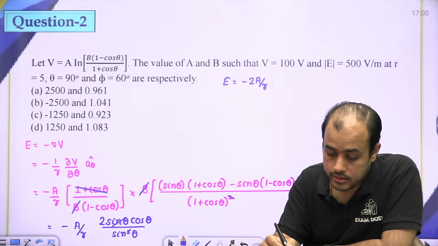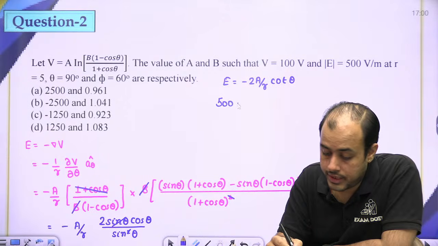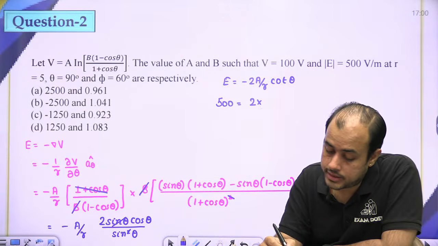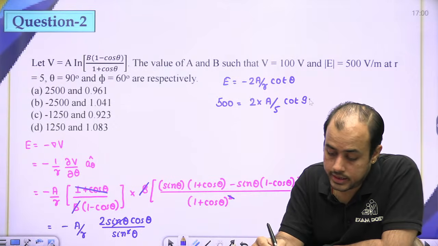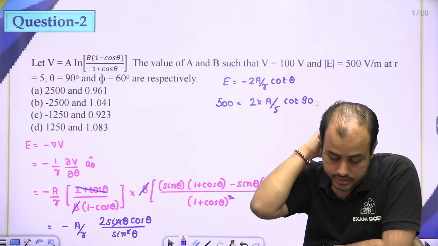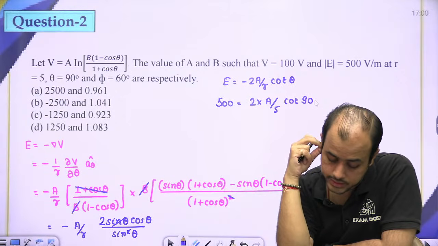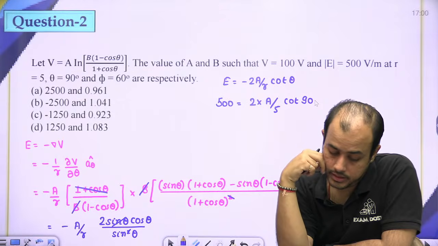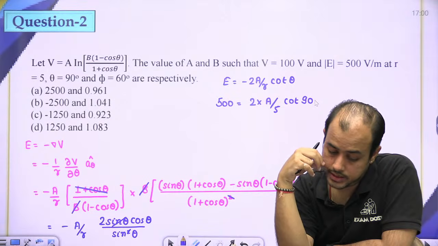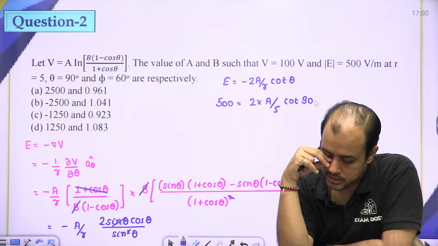Minus 2a by r cot theta, 500, because it is given as magnitude. Cot 90, tan 90 is infinity. One second, did we make a mistake? 1 plus cos theta by 1 minus cos theta, then the derivative will be minus cos theta, it will be sin theta into 1 plus cos minus sin 1 minus sin plus sin cos minus sin plus sin.